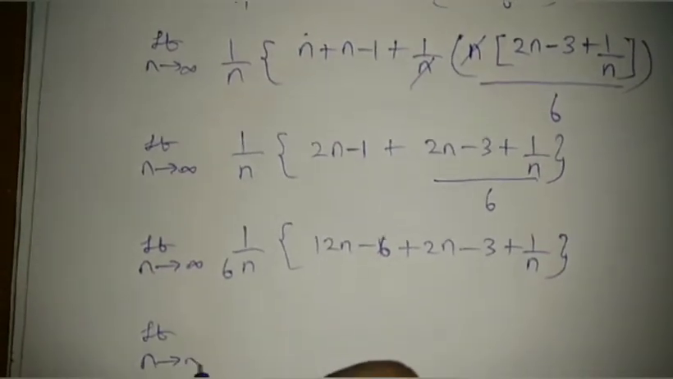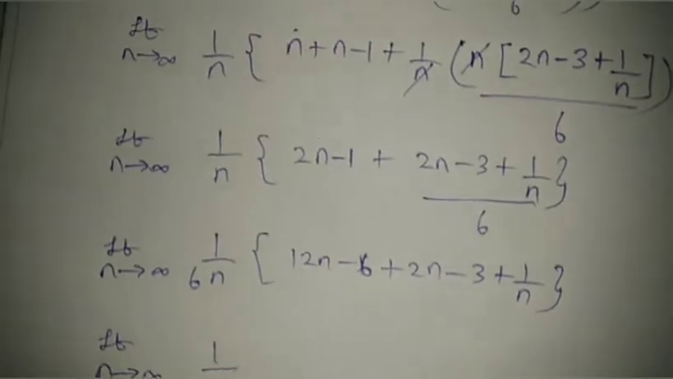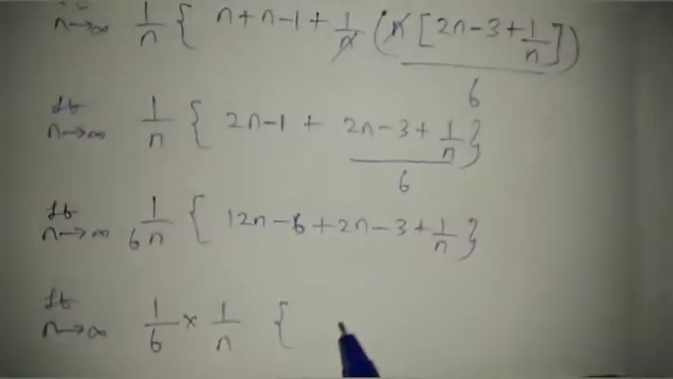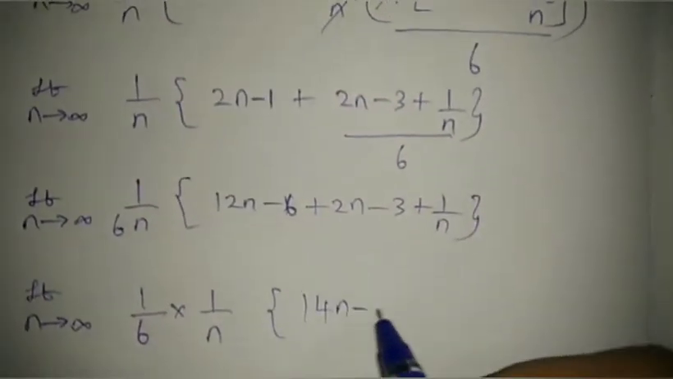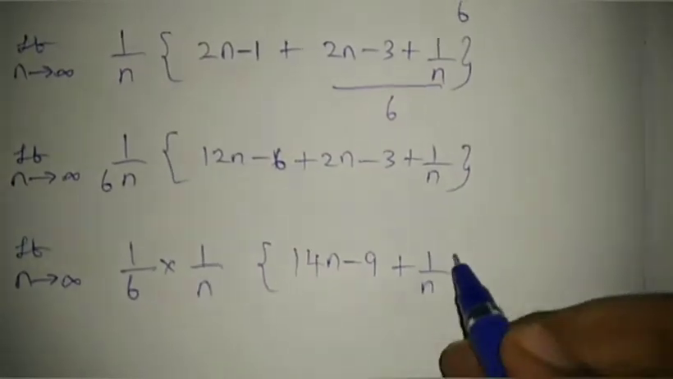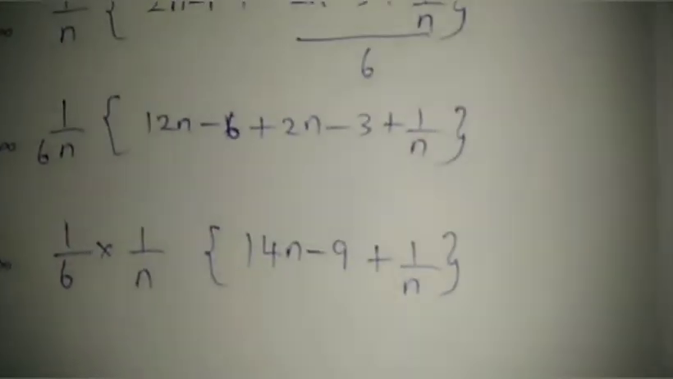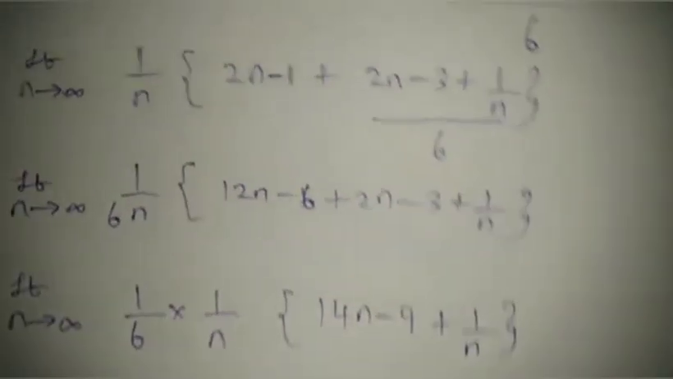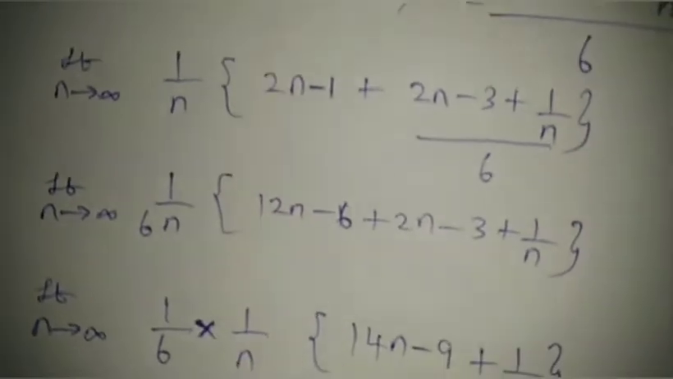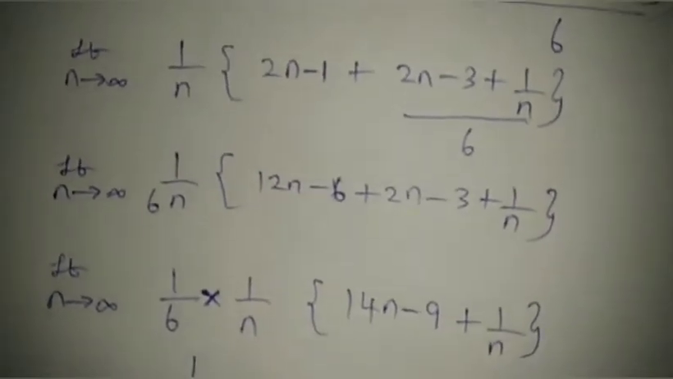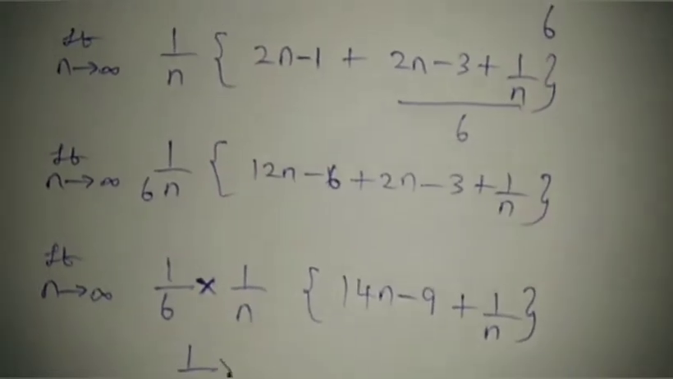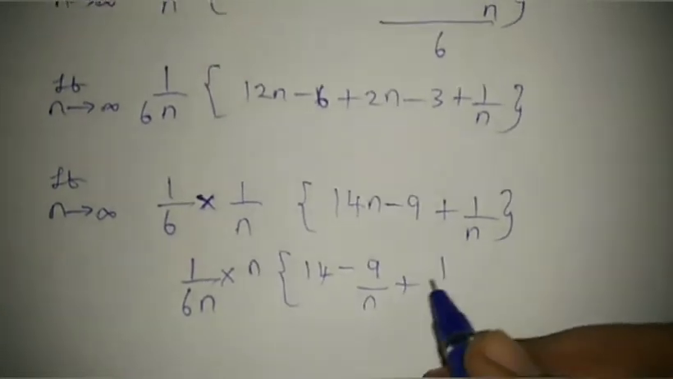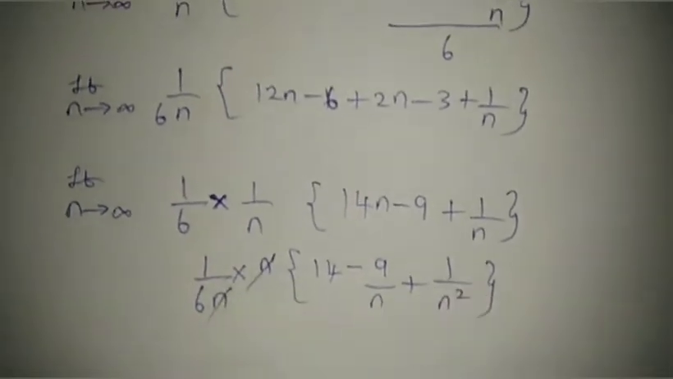Limit n tends to infinity, okay? So it will be 1 by 6 into 1 by n. Here 14n will come, minus 9 will come, plus 1 by n will come here, correct? So here also we can do some tricks: take n outside from this expression, so it will be n into (14 minus 9 by n plus 1 by n square). Now this n will be cancelled, correct?